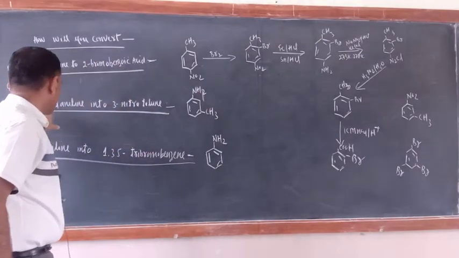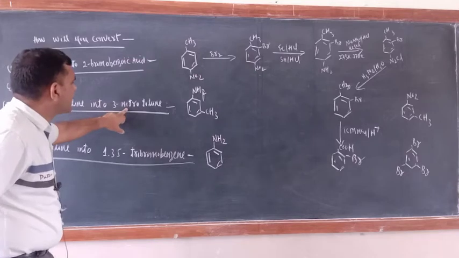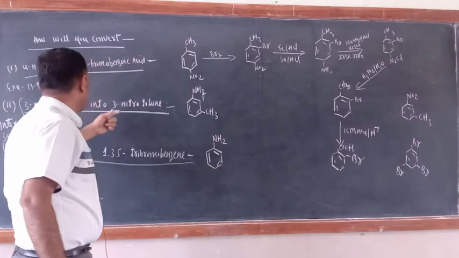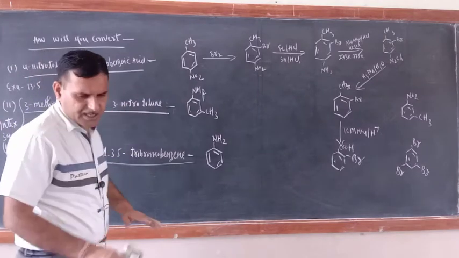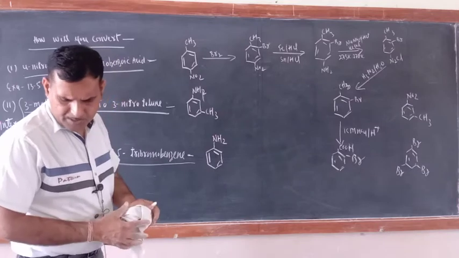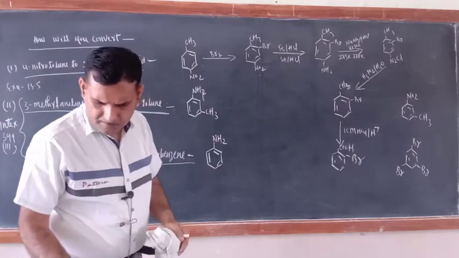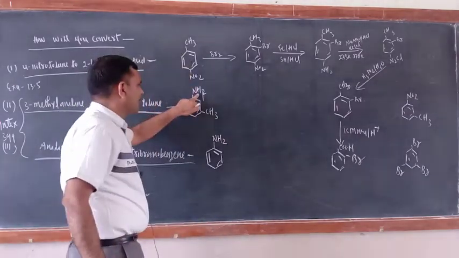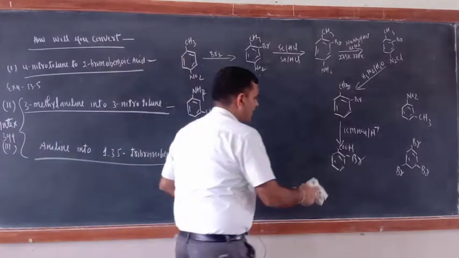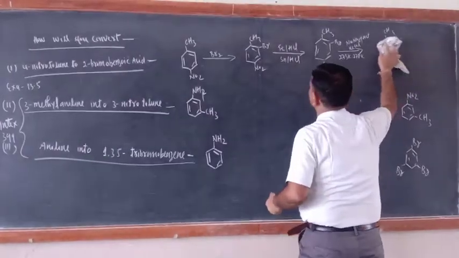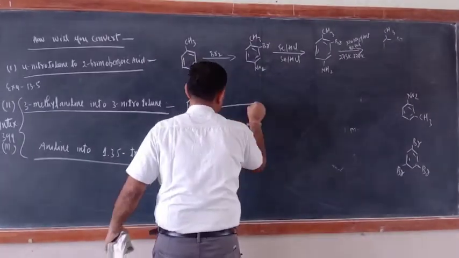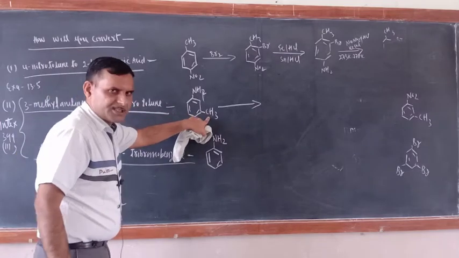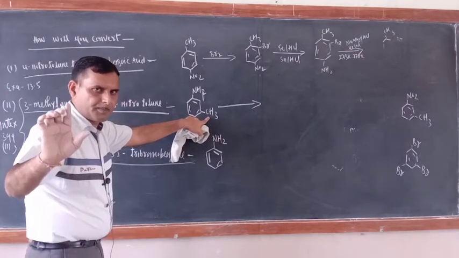Same way this one also: 3-methylaniline into 3-nitrotoluene. It is very easy. Just see how you will convert. First convert this one into N2Cl. The product is 3-nitrotoluene, meaning the CH3 group has nothing to do; it should remain intact.